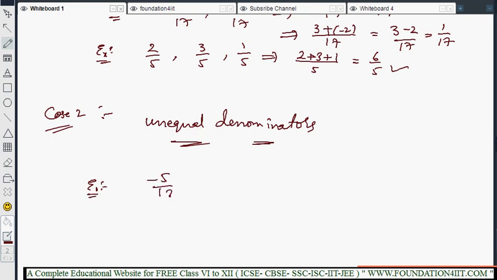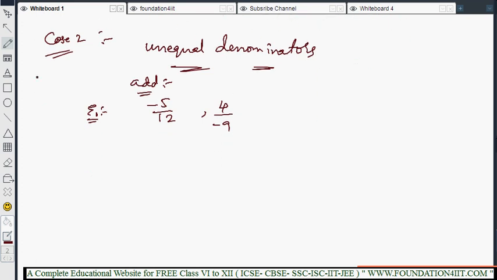Minus 5 by 12 and 4 by minus 9. Now add both, because your denominators are unequal. Here is minus 12 and this is minus 9. So the first step is we have to write the denominator as positive. That means minus 5 by 12 and this is minus 4 by plus 9. So the minus, you just shift to the numerator.